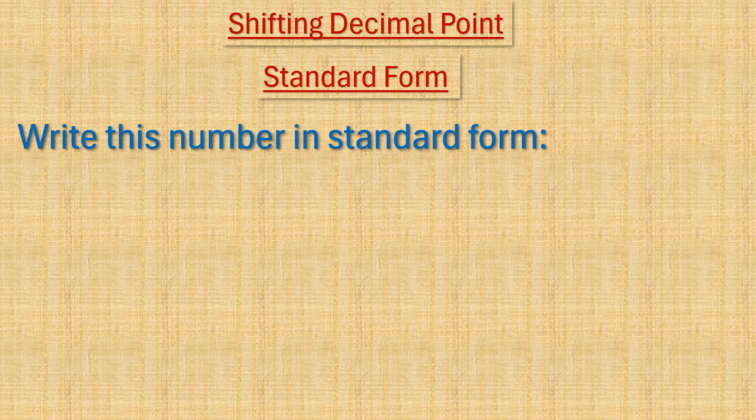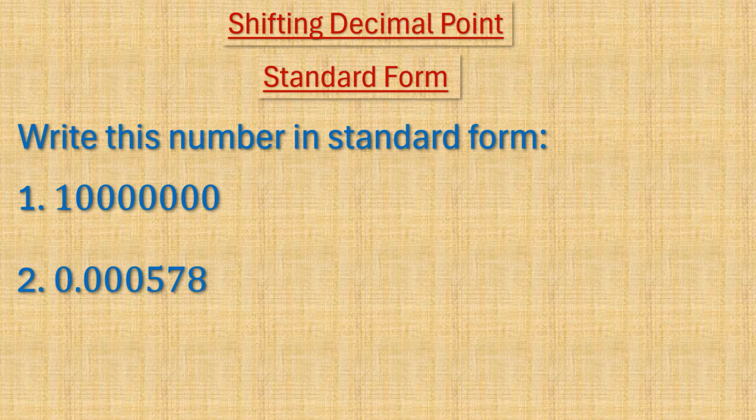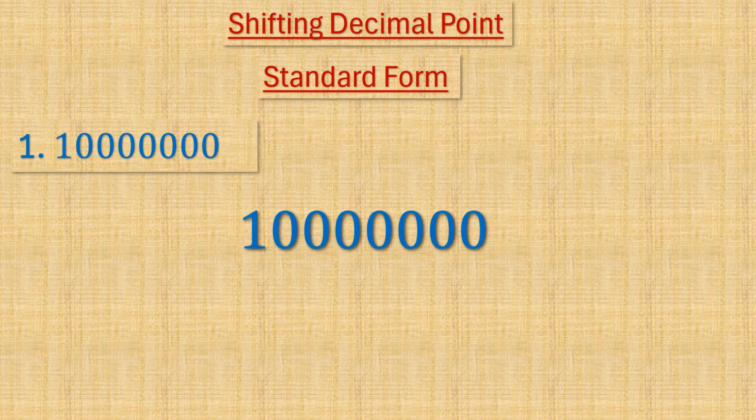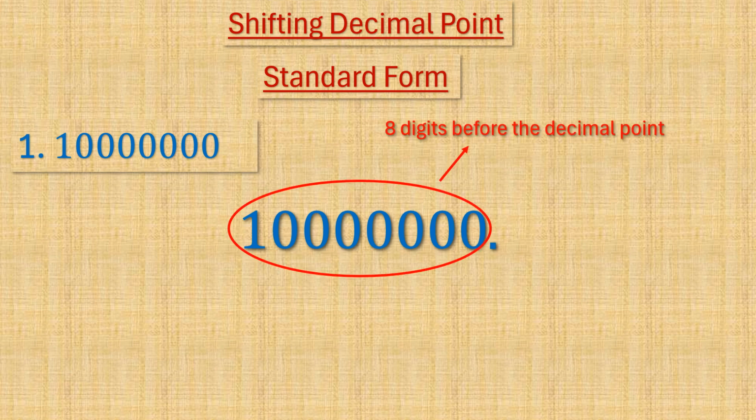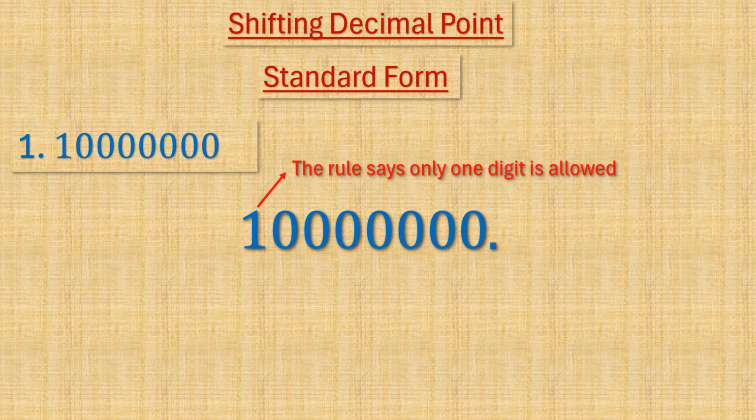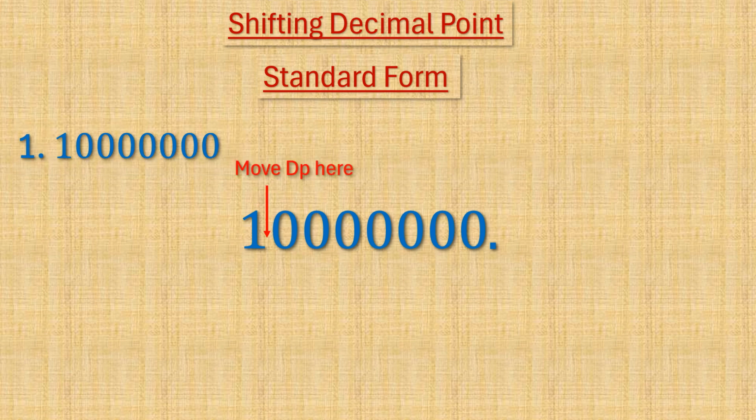Write this number in standard form. 1. 10 million. 2. 0.000578. 3. 6111.07 times 10 to the power of minus 6. The invisible decimal point is at the end of a whole number. There are 8 digits before the decimal point, but the rule says only one digit, from 1 to 9, is allowed before the decimal point. So, the decimal point is moved 7 places to the left. Strike out long zeros after decimal point, and the result is 10 to the power of 7.